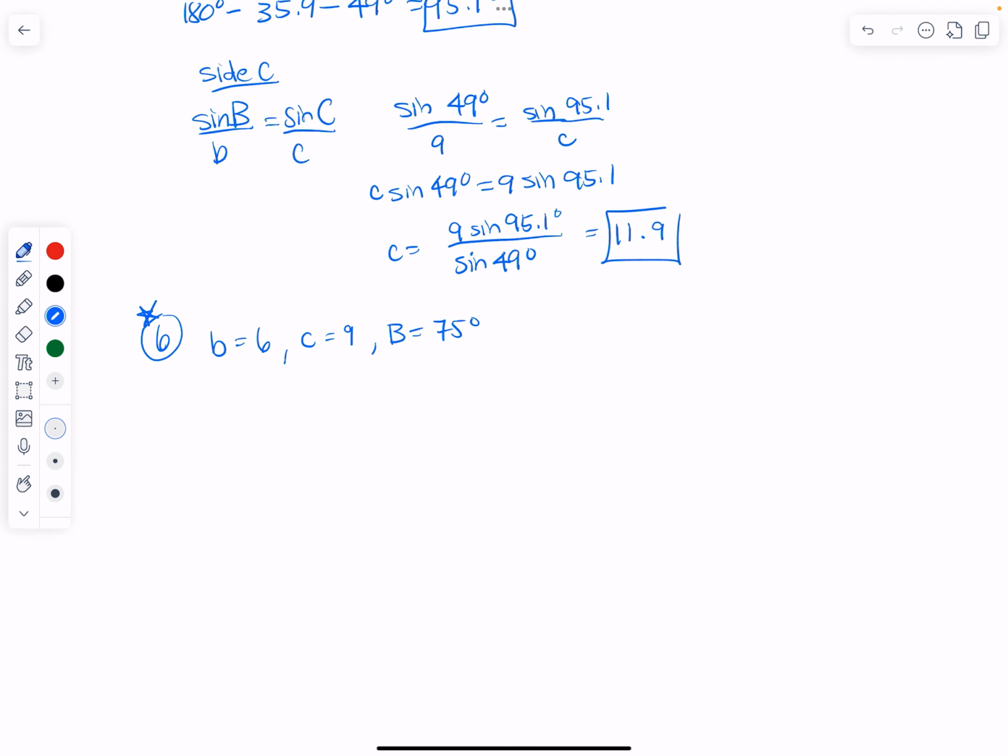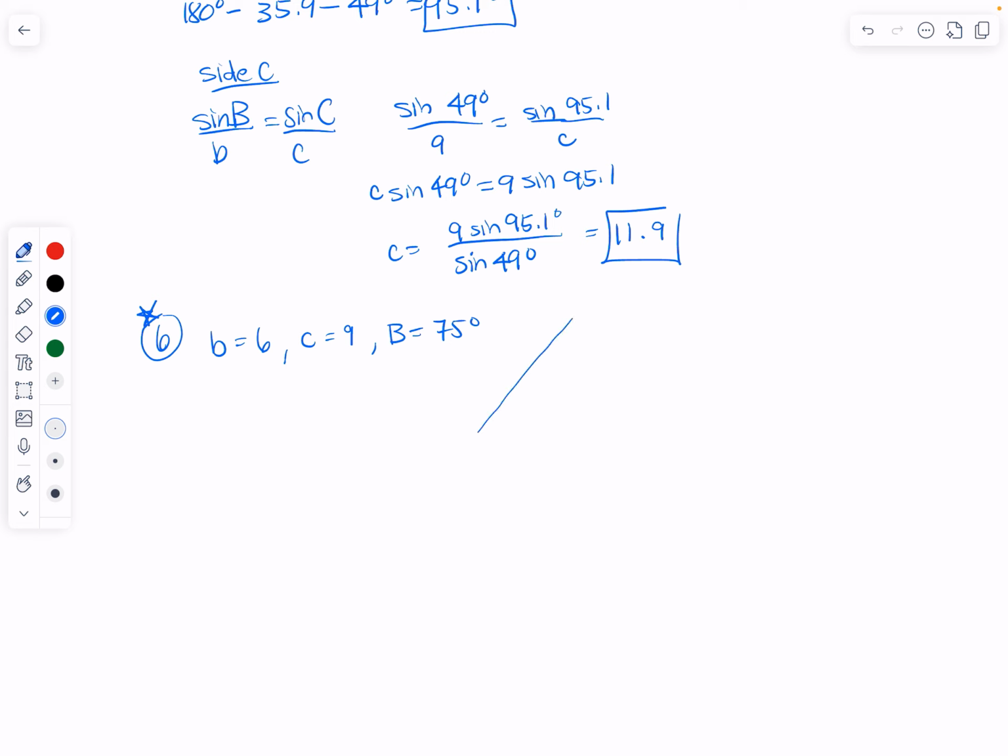Okay, this is question number 6 from the paper review for Canvas test number 3. The question reads, two sides and an angle are given. Determine whether the given information results in one triangle, two triangles, or no triangles at all. Solve the triangle that results.